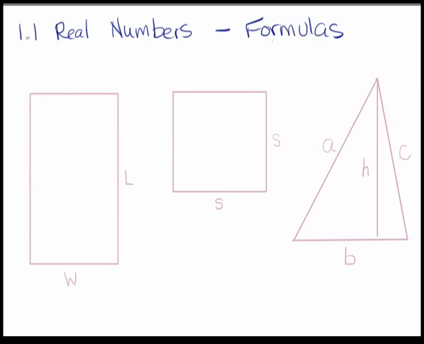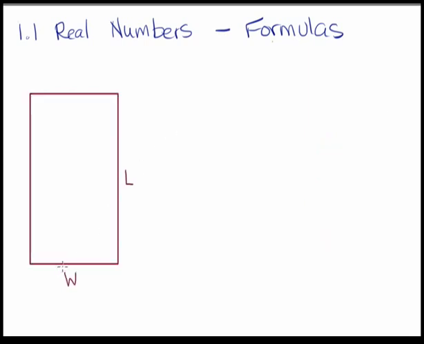Now that we know what to call the sides, let's take a look at the formulas. First, we'll talk about the perimeter of a rectangle, a square, and a triangle. And then we'll talk about the area. The perimeter of a rectangle is just a way to describe how far it is all the way around the outside of the rectangle.